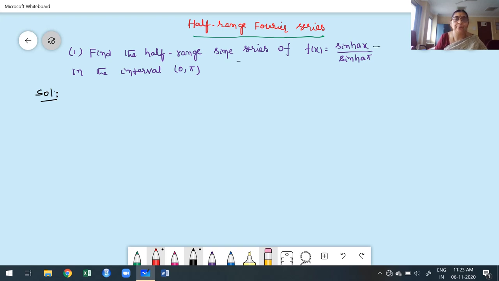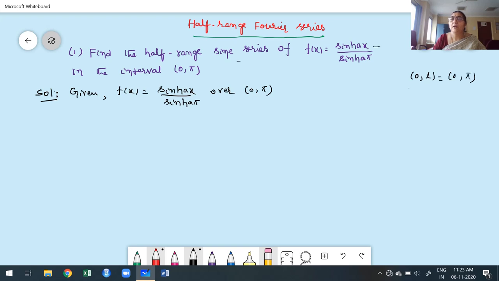Fourier sine series. First, for our convenience, we are going to write what is given. Given is f of x equals sinh(ax) divided by sinh(a pi) over the interval 0 comma pi. I told you in my previous videos that for half-range Fourier series, the general interval is 0 to L, equal to the given interval. What's the given interval? 0 comma pi. That implies L is equal to pi.